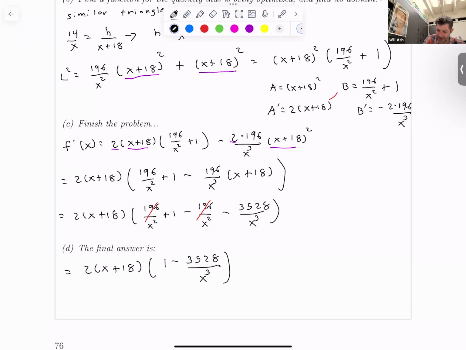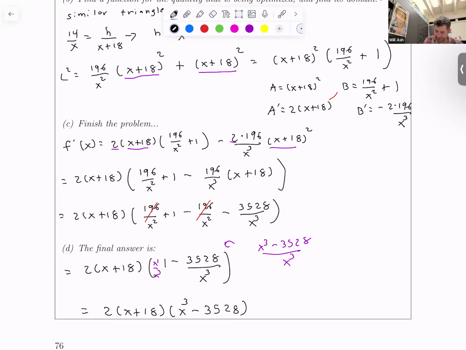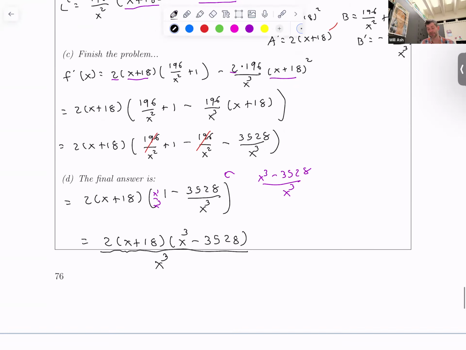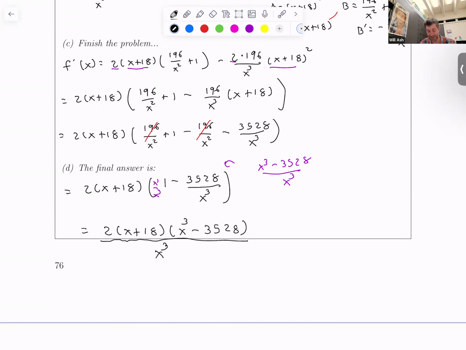Then I can combine these two guys together, right? If you give them both x cubed, that's x cubed minus 3528 over x cubed. So that means I can stick all that together, and I have 2 times x plus 18 times x cubed minus 3528 over x cubed. So where are my critical points?